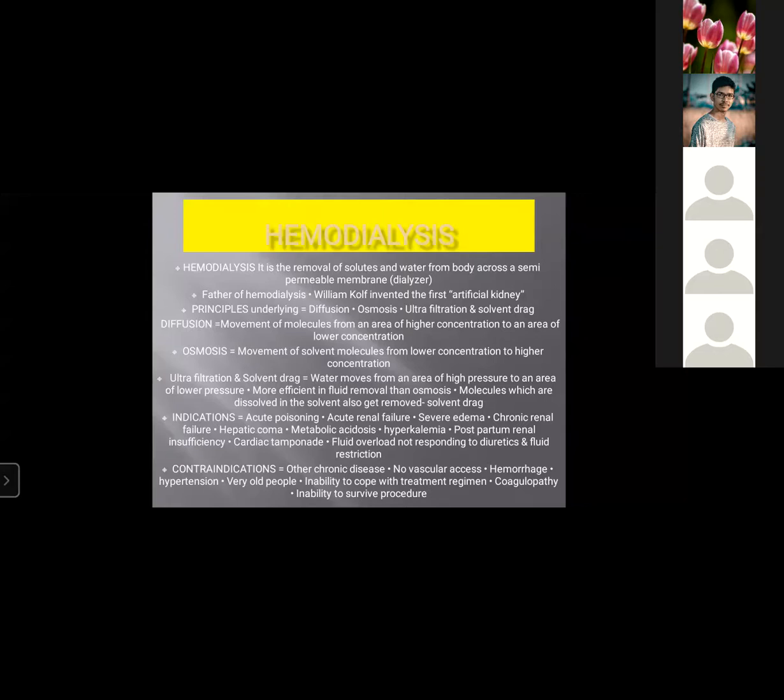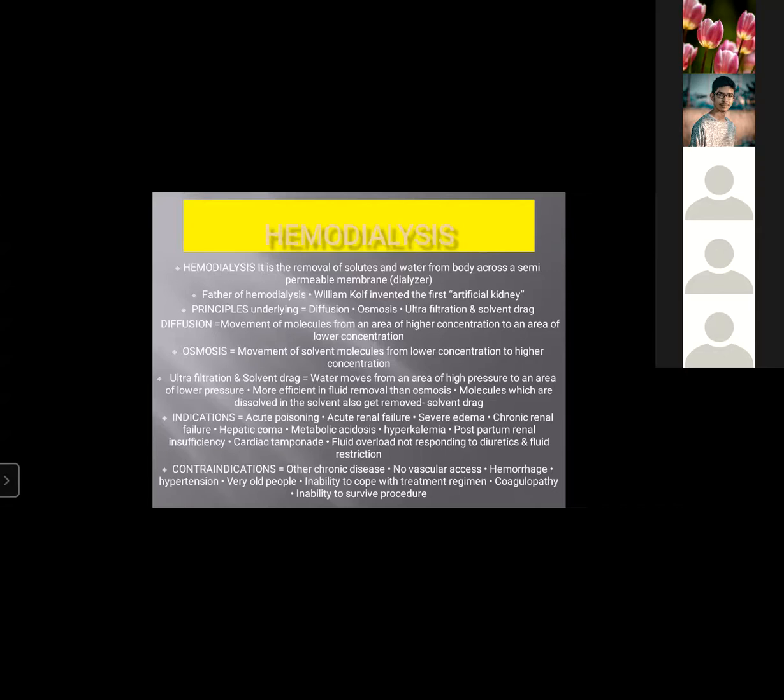Okay, let's discuss diffusion: movement of molecules from an area of higher concentration to an area of lower concentration. Osmosis is the opposite: movement of solvent molecules from lower concentration to higher concentration.